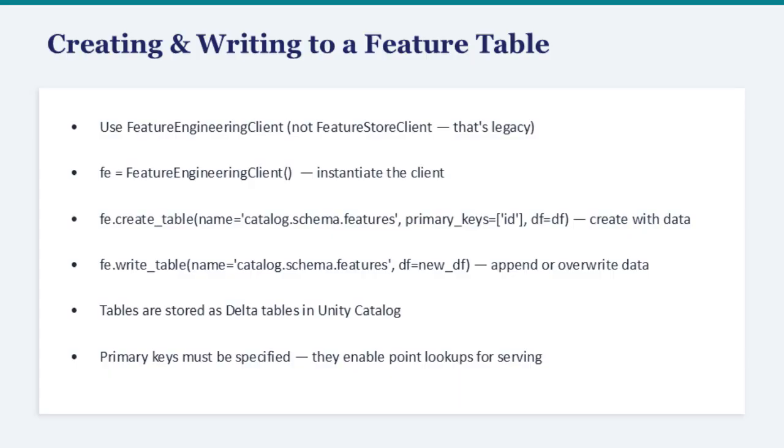Under the hood, what happens is these feature tables are actually Delta tables stored in Unity Catalog. The primary keys are required because they enable point lookups during model serving. So this is how the system retrieves features for a specific entity at inference time. Remember, feature engineering client, not feature store client, and create table, not register table or alter table. The sample exam question confirms this.